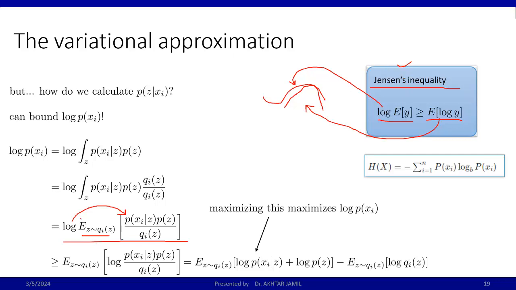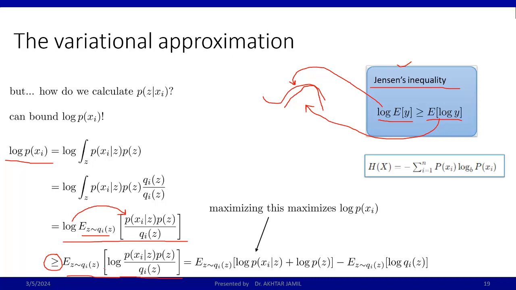So what does this mean कि ये जो log of p of x of I होगा, we ensure using Jensen's inequality कि this is always going to be greater than or equal to the right hand side, this one. So this has an important concept.